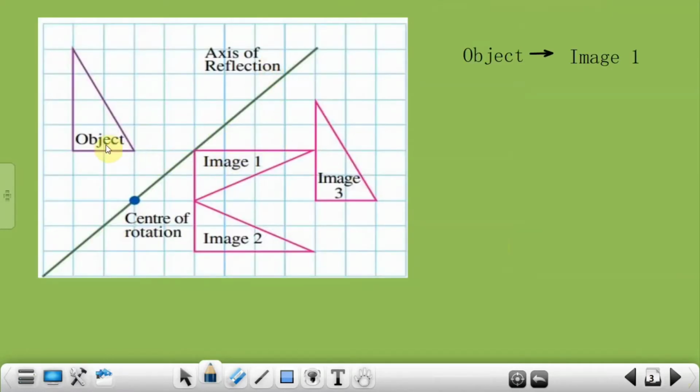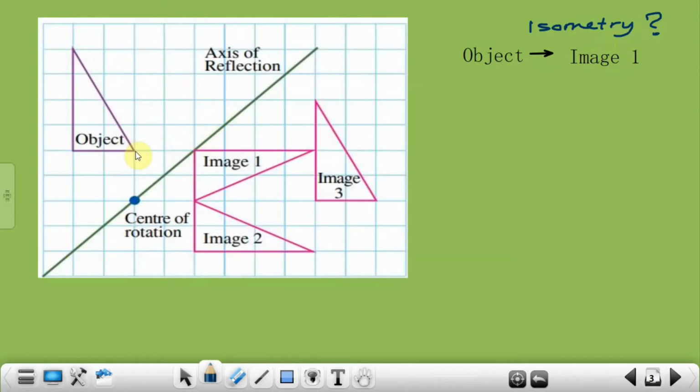Let's focus on object to image 1. So now we want to map the object to image 1. Image 2 and image 3, let's ignore for a while. If you look at this object and this image, are they the same size and the same shape? Yes, it is the same size and the same shape. It means that this object undergoes an isometry transformation. But what is the isometry transformation that it undergoes? We want to determine that.